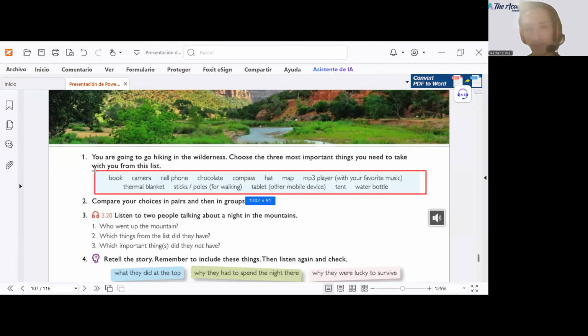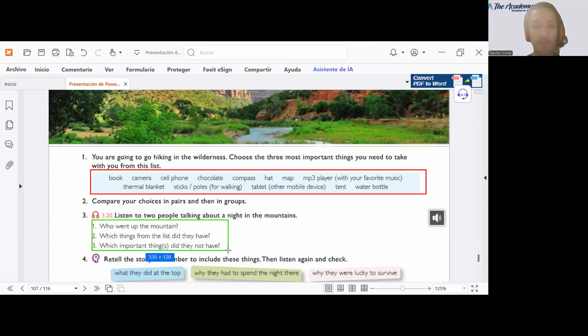Who went up the mountain? Which things from the list do they have? We are going to identify and put a virtual mark on the things that they took. And also, we are going to put a cross for the things they didn't have. It's going to be a tick for the things they have, and a cross for the things they didn't have.